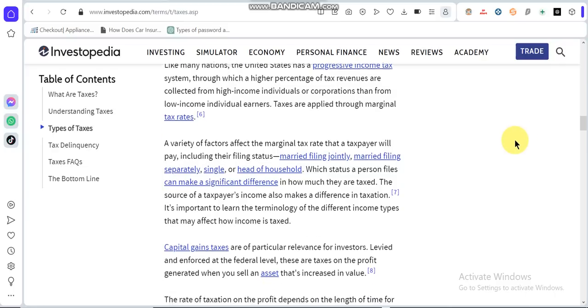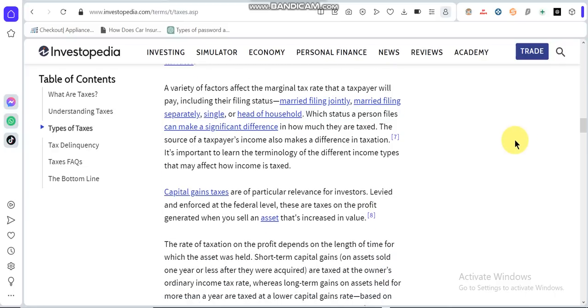A variety of factors affect the marginal tax rate that a taxpayer will pay, including their filing status: married filing jointly, married filing separately, single or head of household. Which status a person files can make a significant difference in how much they are taxed.